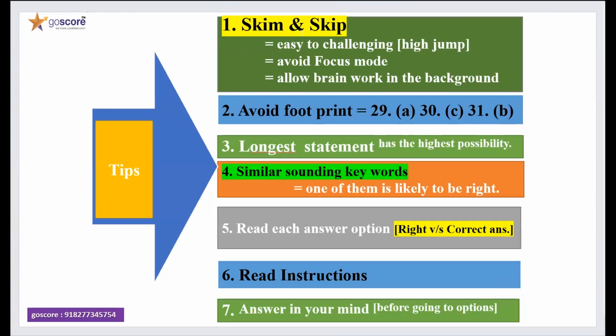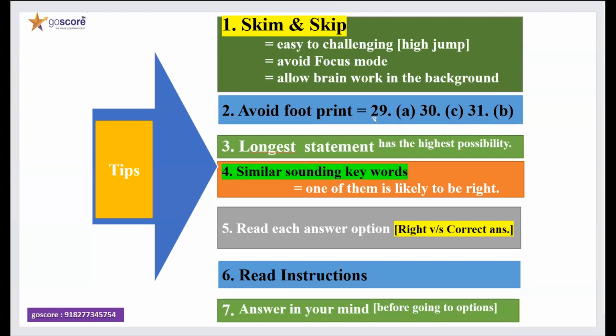Now, skim and skip. Go from easy to challenging, like a high jump. Avoid focus mode and allow your brain to work in the background. When you read the question, then the answer options, then the text, and after reading the text you are finding difficulty finding the answer, please skip that question and do the next one. Don't stay there and don't think about the same question. Change your focus to the next one. Even if you move to the second next question, don't think about the previous question. After that, you can finish all the questions. Then if you get time, you can come back, read the question properly and find the answer.